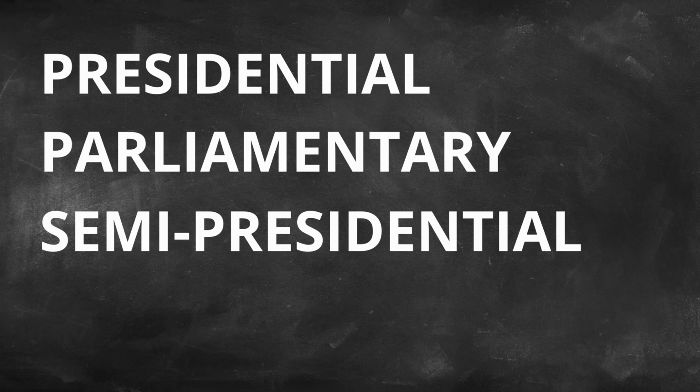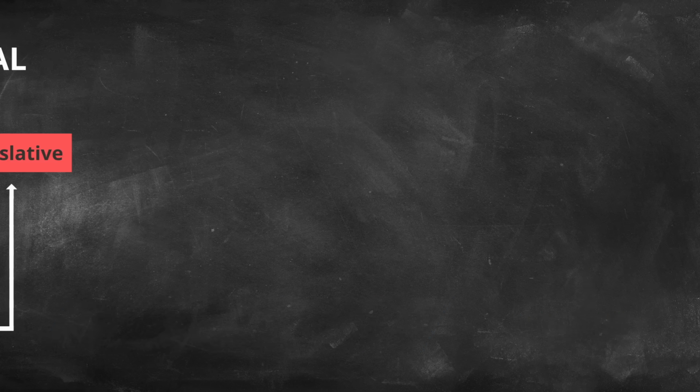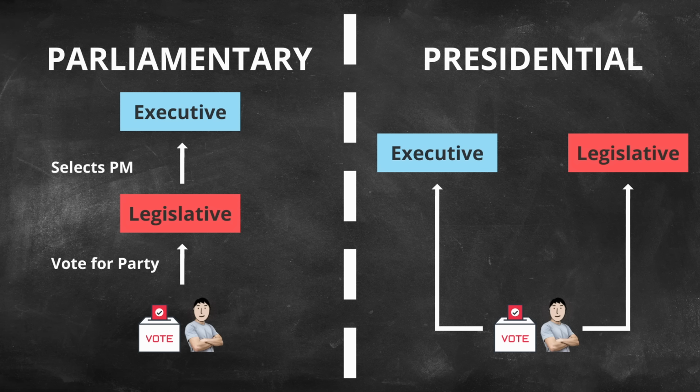So, yes, all countries are unique, but the government structures can be divided mainly into 3 different types: presidential, parliamentary, and semi-presidential. What separates all 3 systems is the relationship between the executive, legislative, and judicial branch. You can see right here how the executive and legislative branch are separate in the presidential system. In a parliamentary system, these 2 branches are merged into one.